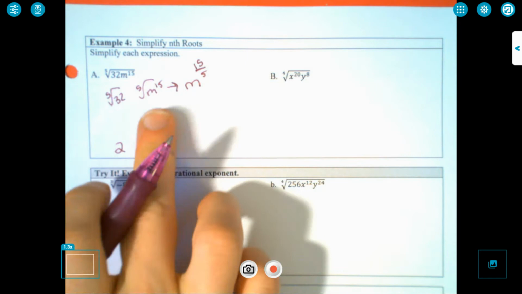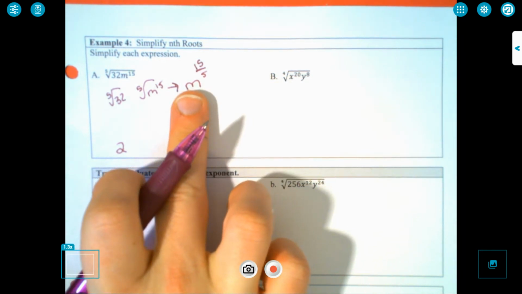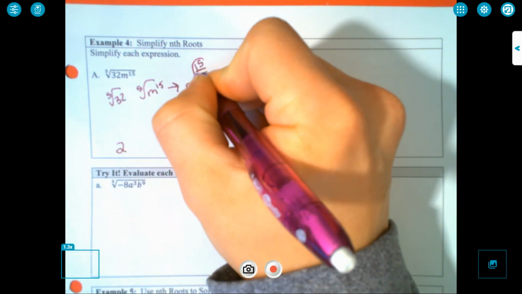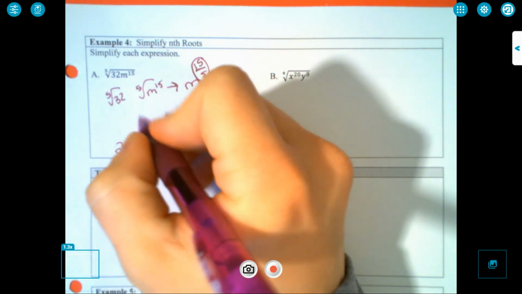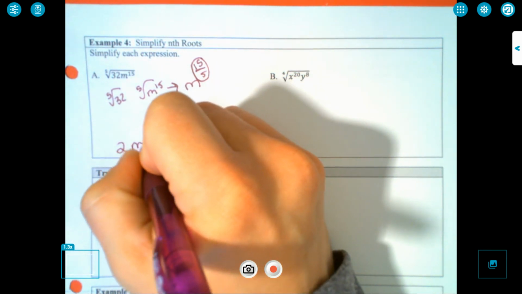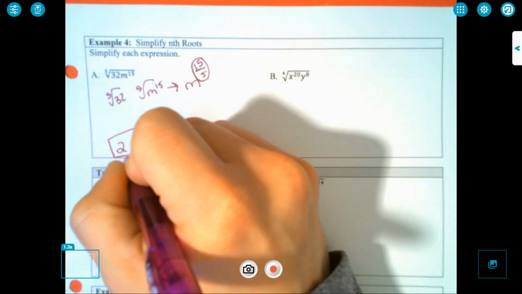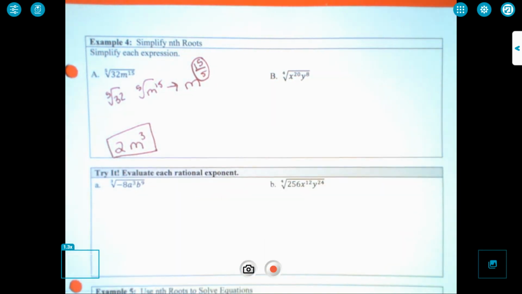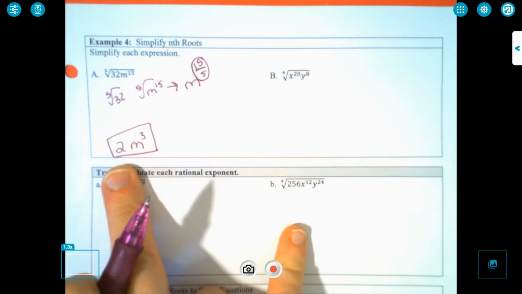So the fifth root of m to the 15 is the same as m to the 15 over 5 power. And if you think about that, 15 divided by 5 is just 3. So that's going to leave me with m cubed, and that takes care of our letter. We're done. So that would be A simplified: the fifth root of 32 m to the 15 is the same as 2m to the 3 power.